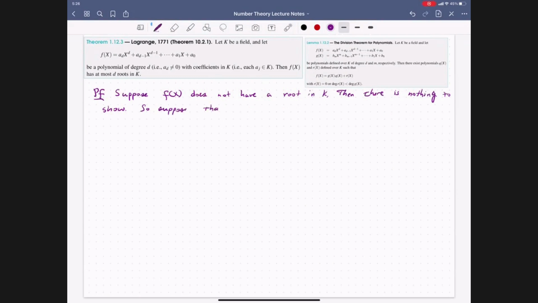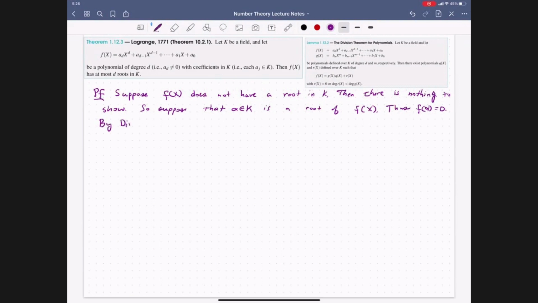So suppose that alpha is a root of f of x. If it's a root, we have that f of alpha is equal to 0. And over here, this alpha is in the field K, so everything we're working over this field. If we're working over the real numbers, alpha will be a real number. And now what we are going to do is apply the division theorem to x minus alpha.